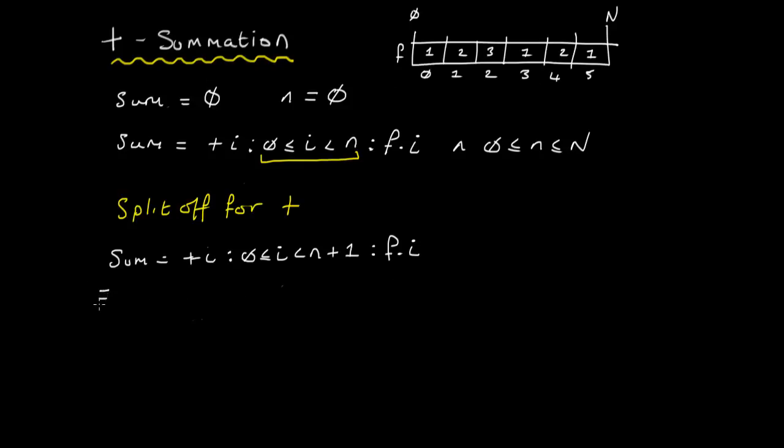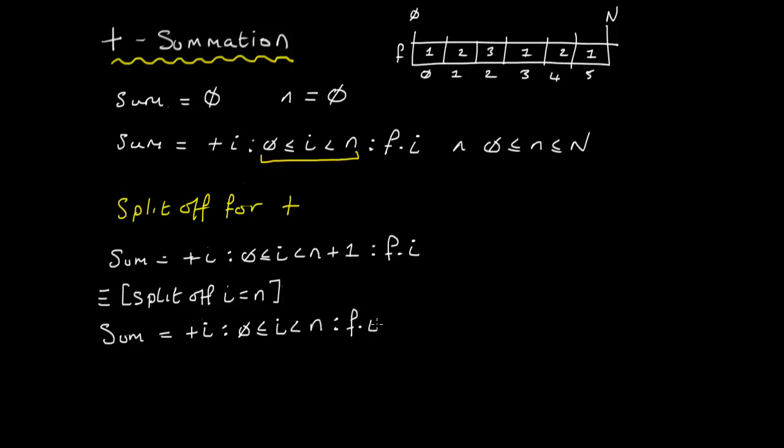So when we go to split this off, and we would split off I equal to n, so everything up to n, we would have sum is equal to plus I greater than or equal to 0, less than n. We drop the plus 1. We keep the f dot I on this side. And again, that's what we've previously processed in the brackets. And when we split off, we simply just split off with a plus. And we add on f dot n.